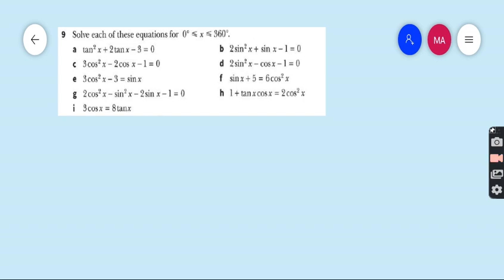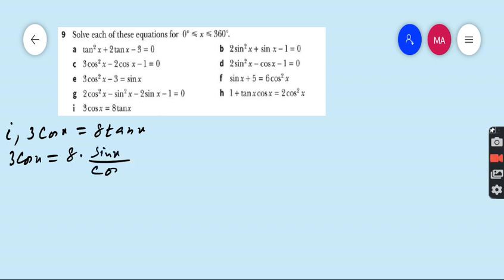Last part, I. 3 cos x is equal to 8 tan x. What we did in the previous part: tan x is equal to sin x upon cos x. This cos must be multiplied by 3 cos x. We will have 3 cos square x. 8 into sin x is 8 sin x.